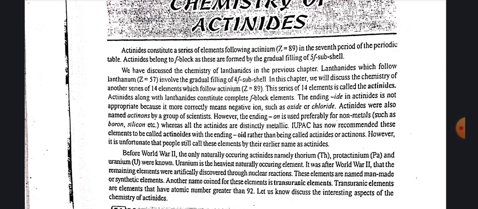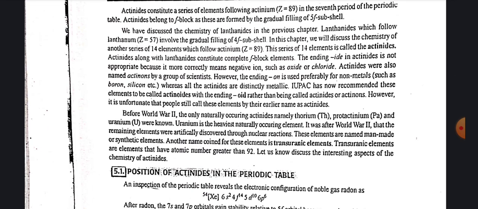We have discussed the chemistry of lanthanides in the previous chapter. Lanthanides, which follow lanthanum, involve the gradual filling of 4f subshell. In this chapter, we will discuss the chemistry of another series of 14 elements which follow actinium. The series of 14 elements is called actinides. Actinides along with lanthanides constitute complete F block elements.